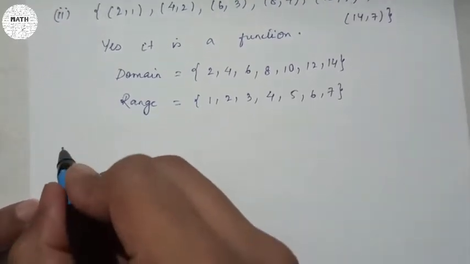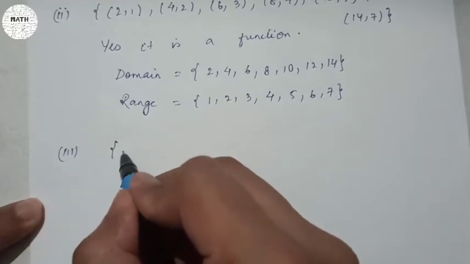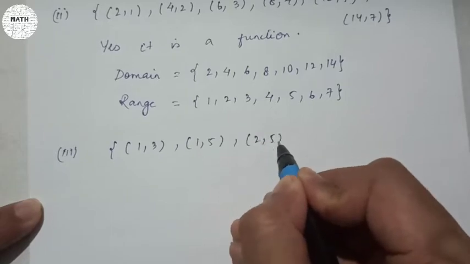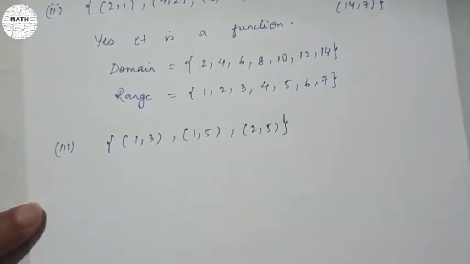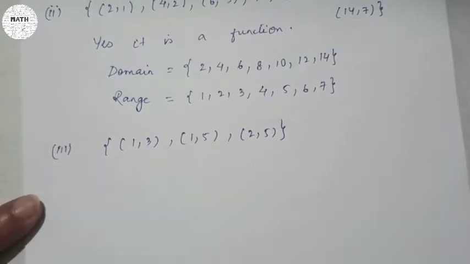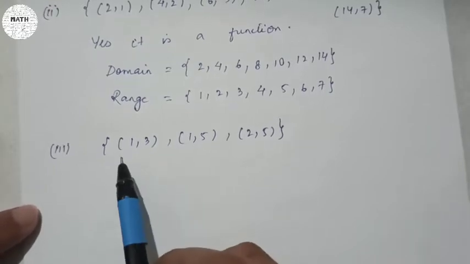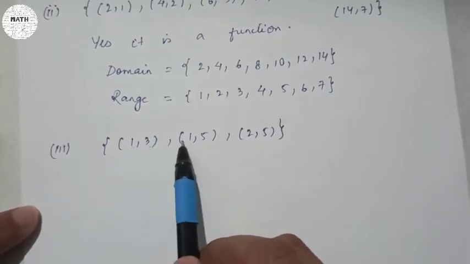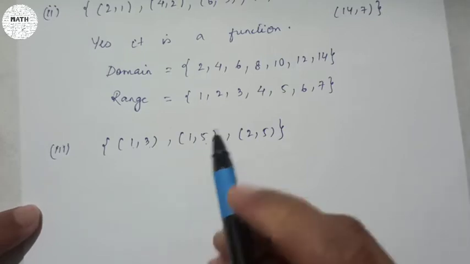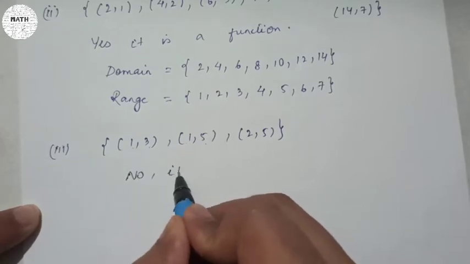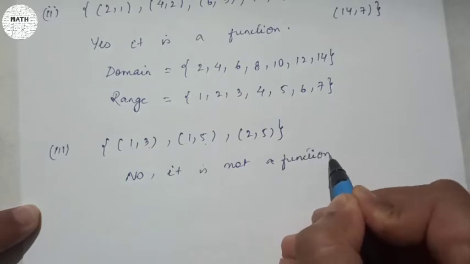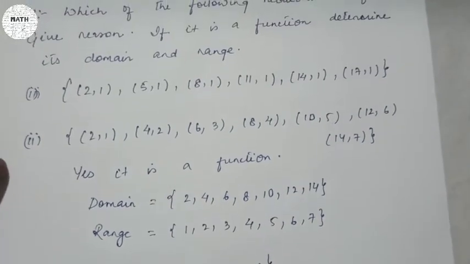Okay, now let's do question number 3. It's given to be (1, 3), (1, 5), (2, 5). For question number 3, I would say it's not a function, because according to the definition of a function, an image should have a unique pre-image, right? Over here, the image 1 got 3, and again image 1 got 5. So it's not unique. Yes or no? So it will be no, it is not a function. Okay, now I have left question number 1 for you.